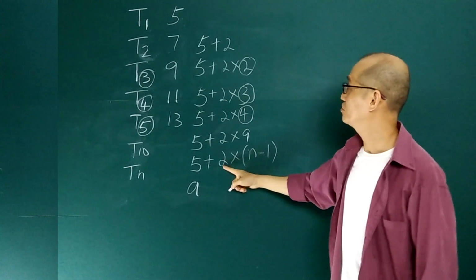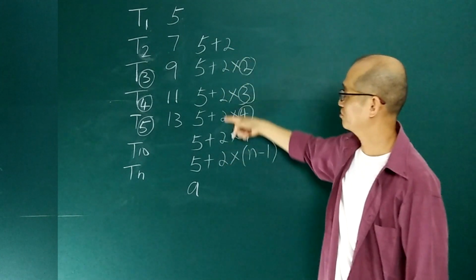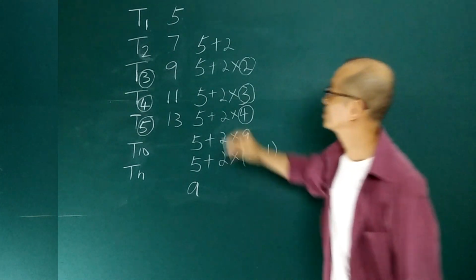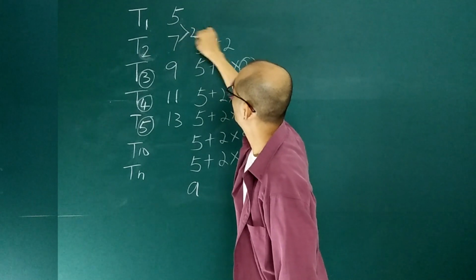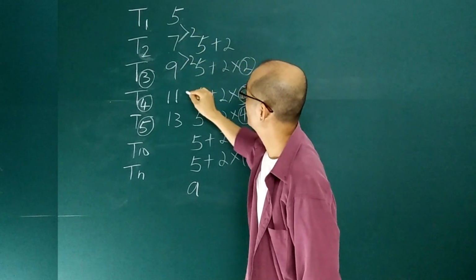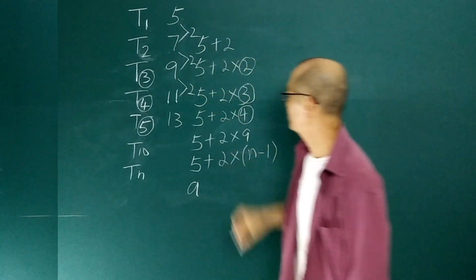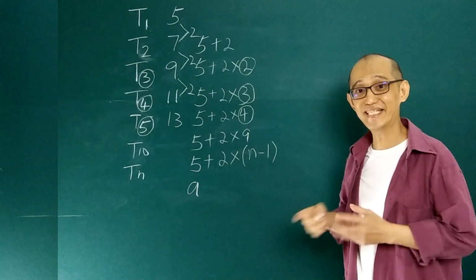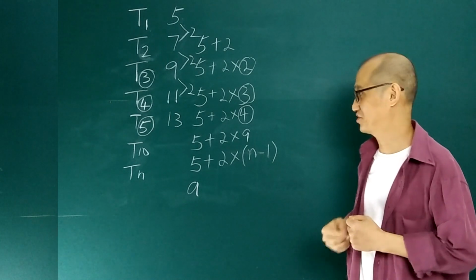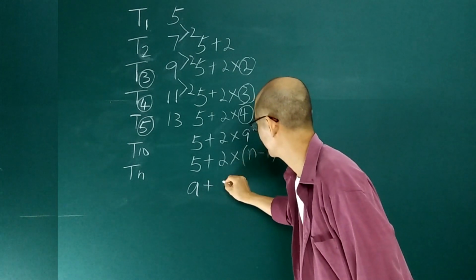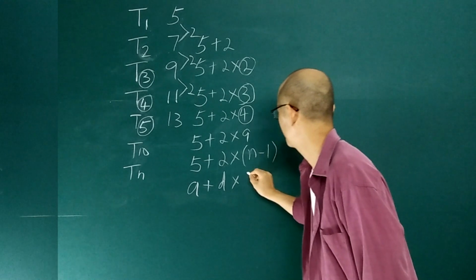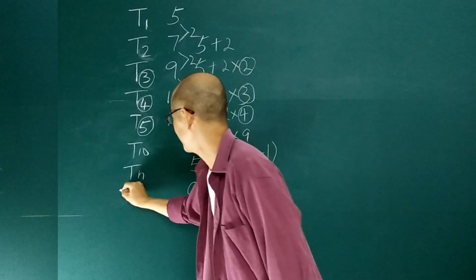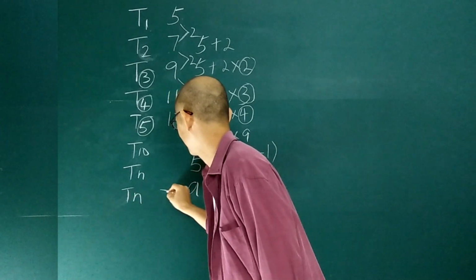2. 2 is actually, you see, it is not changed. 2 actually is the common difference. 5 to 7 is 2. 7 to 9 is 2. 9 to 11 is 2. So we just learned that we are going to use D to denote common difference. So plus D times n minus 1. Then we will get Tn.